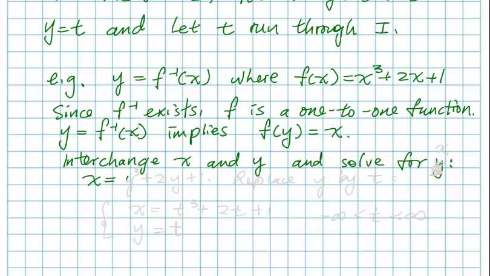We get x equals y cubed plus 2y plus 1. Then we replace y by t and get our pair of parametric equations. X equals t cubed plus 2t plus 1, y equals t, and t can be any real number.